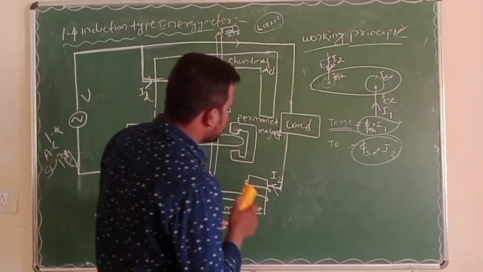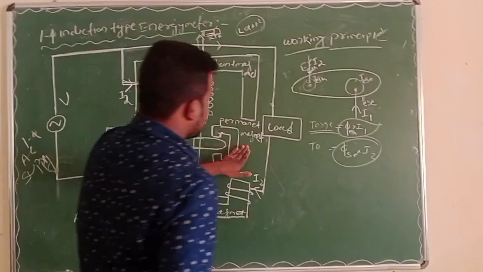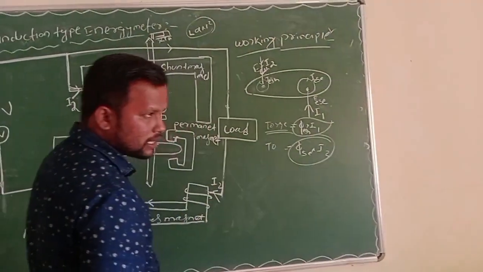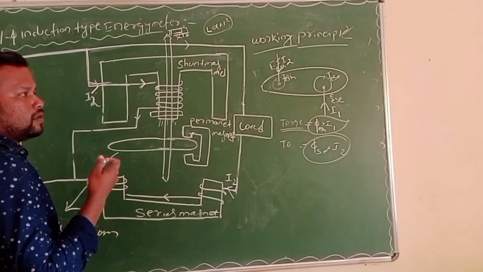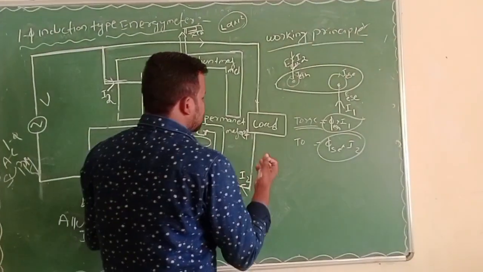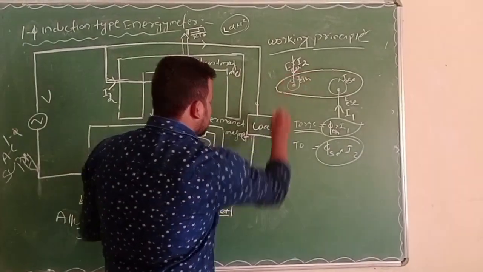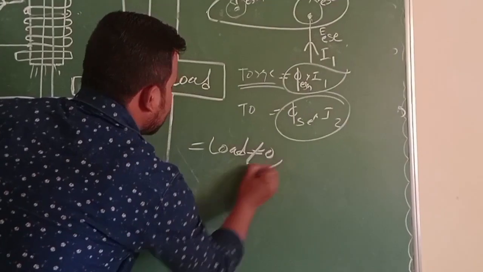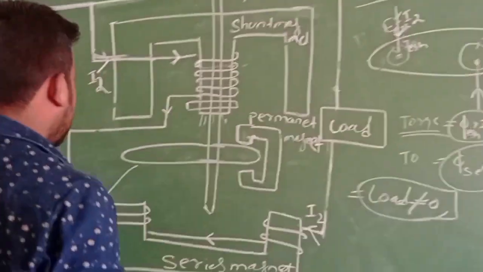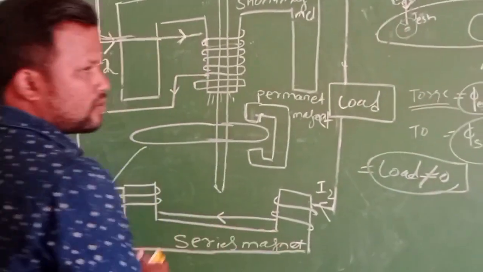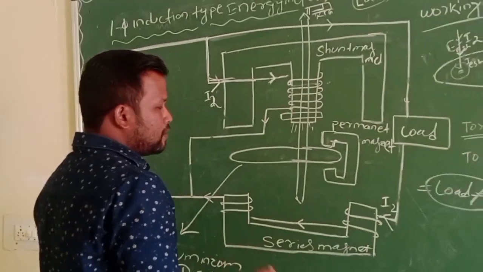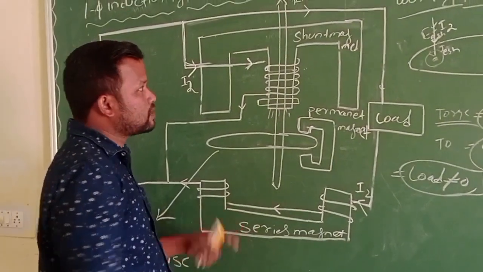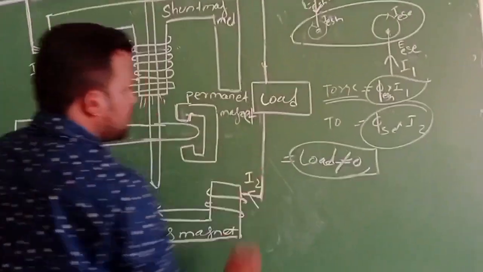Now consider the case where the load is not connected. If the load is not connected, we do not consume any power, which means the load is zero. Yet the disc may still be rotating. Why is the disc rotating? Why is the series magnet flux zero? Because the load is disconnected.